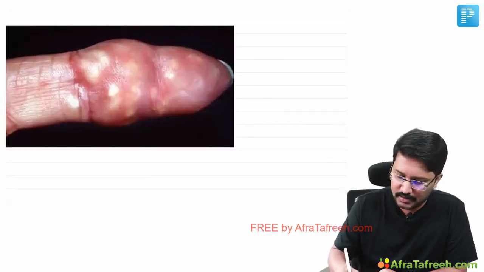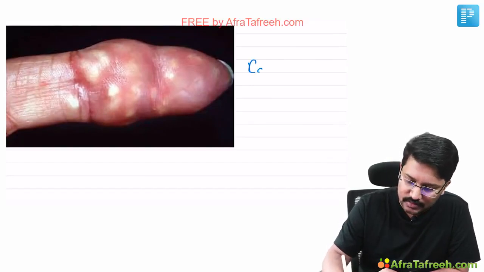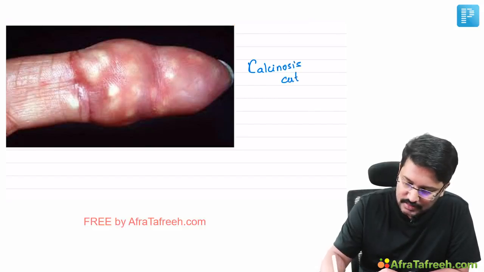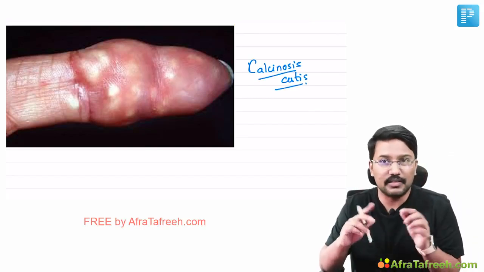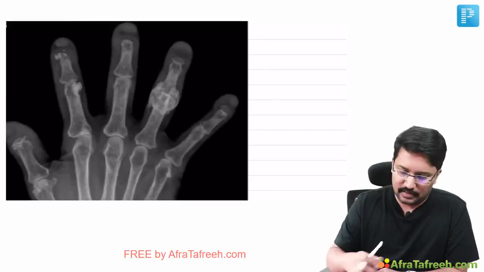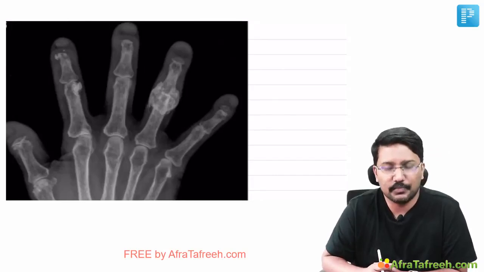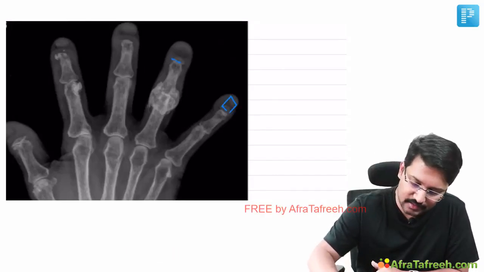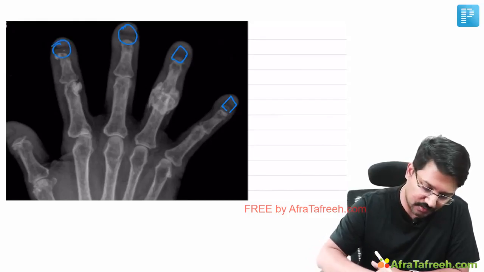Now, what do we see in this image? In this image, we can appreciate that there is calcinosis cutis. C of our CREST syndrome, right? I have already told you the pulp of the fingers is the most common affected site, and we can notice it here, right? Then, now let us see this image. What do we notice? Anything striking here? If you notice the distal phalanx, there is resorption of the bone, right?